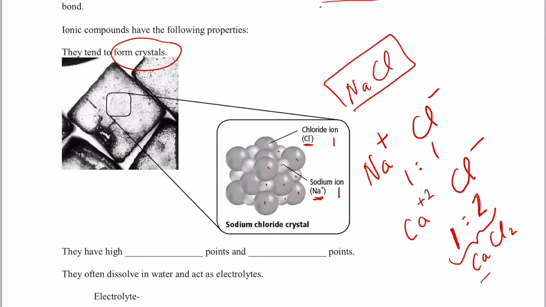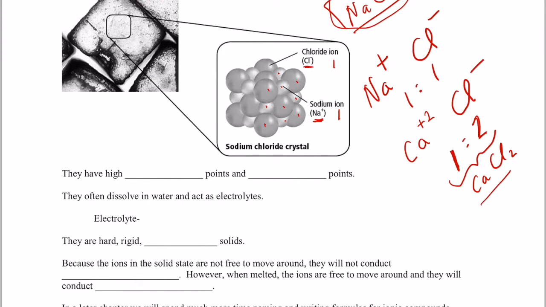Now we're going to talk more about writing these formulas in a later chapter. For now, I just want to show you that ionic compounds do not form individual molecules. They form a crystalline lattice, and we see a ratio of positive to negative ions.